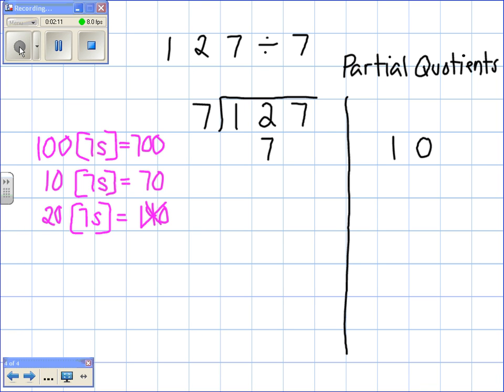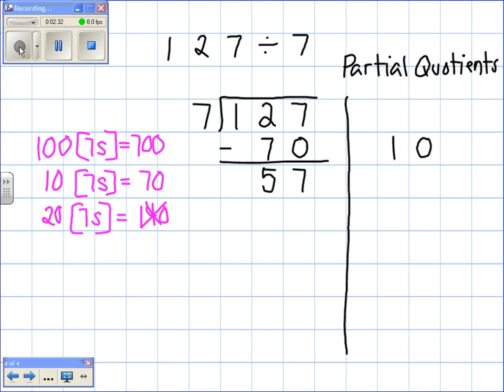We're going to write that right underneath our dividend. 10 is the first partial quotient. Now we're going to subtract to see how much we have left to divide. So we subtract 70 from 127, and we end up with 57.